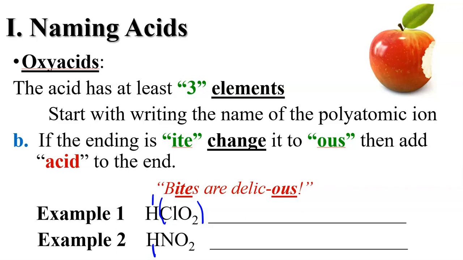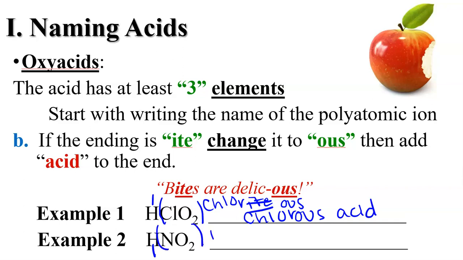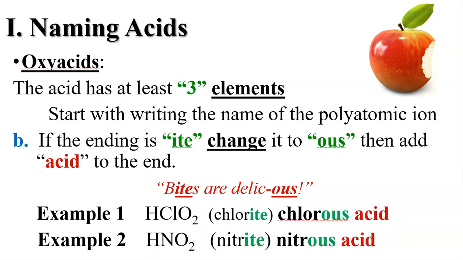Oh, chlorite, sorry. Chlorite. We see the ITE, we change it to OUS. So chlorous acid. And then NO2 is nitrite. So that's going to be nitrous acid. Okay, if you don't have your polyatomic ion list, you need to go and grab that. It's going to be super helpful.